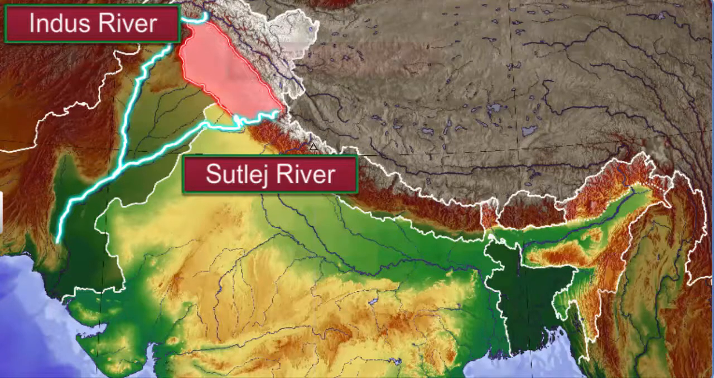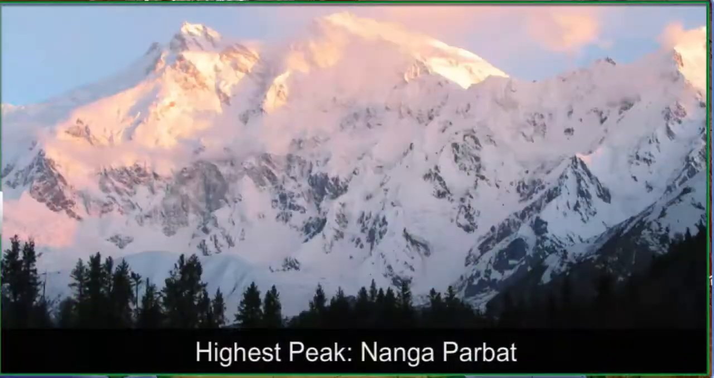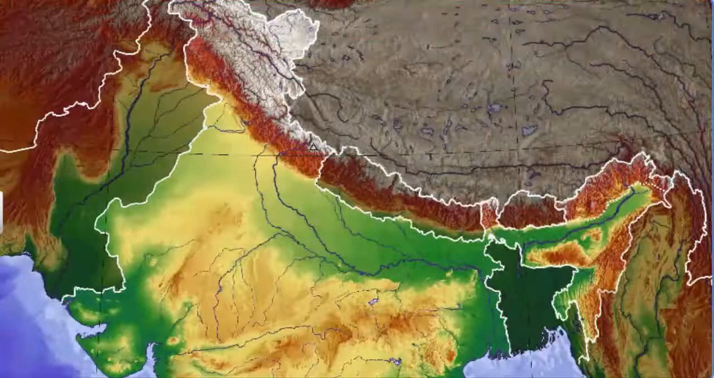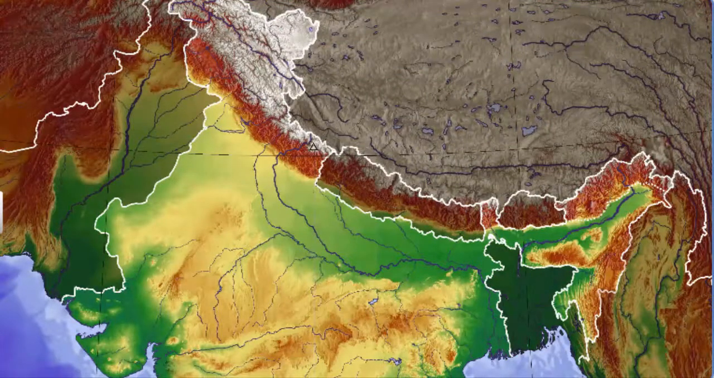Nanga Parbat is the highest peak in Punjab Himalaya. However, on the basis of regional divisions of the Himalayas, locally it is also called Kashmir in the west and Himachal Himalaya in the east.